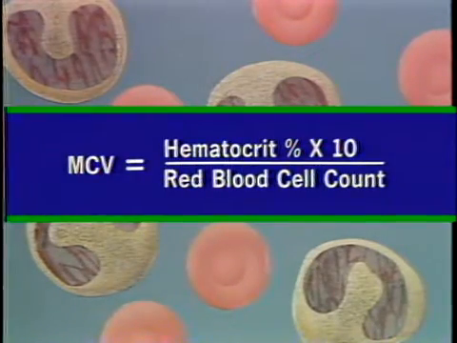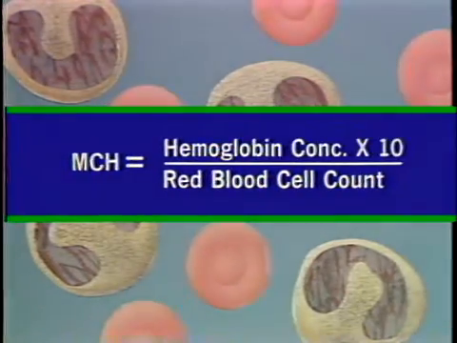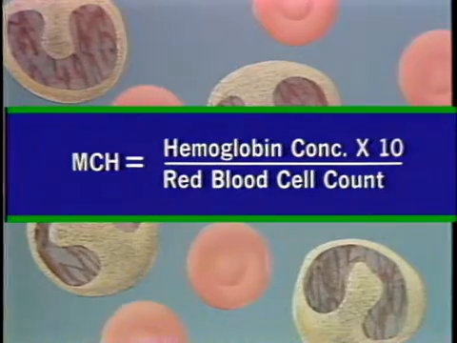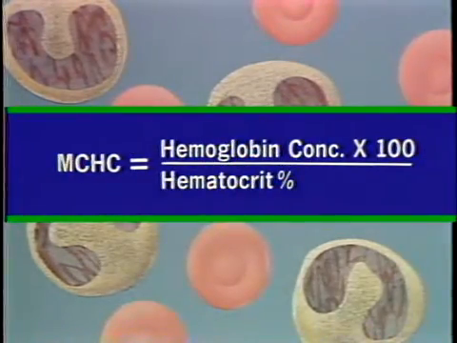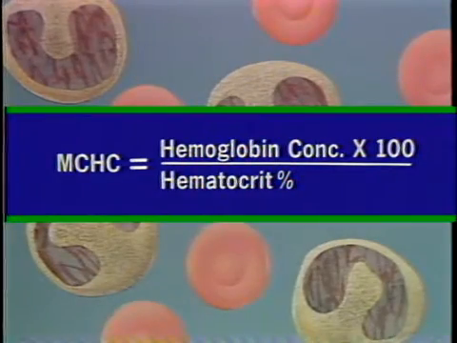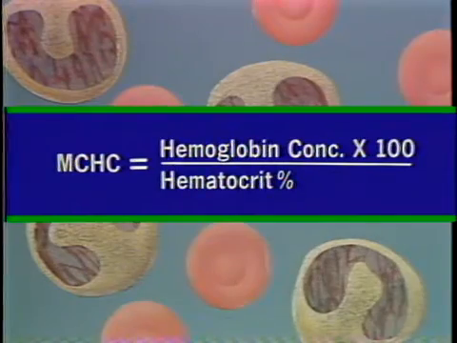Mean corpuscular volume represents the volume of the average red blood cell and is expressed in femtoliters. Mean corpuscular hemoglobin represents the amount of hemoglobin by weight in an average red blood cell. It is expressed in picograms. Mean corpuscular hemoglobin concentration represents the concentration of hemoglobin in a red blood cell and is expressed in grams per deciliter.